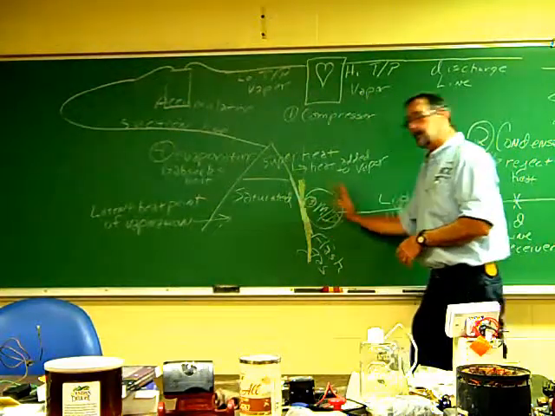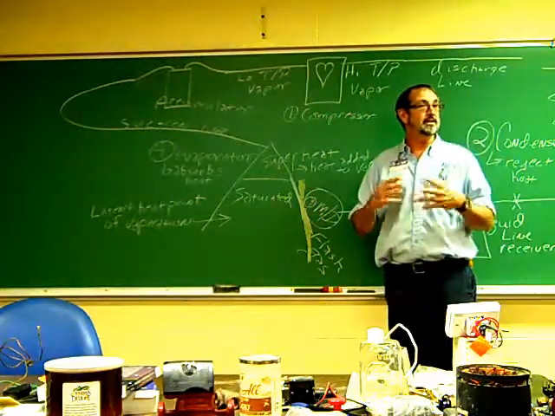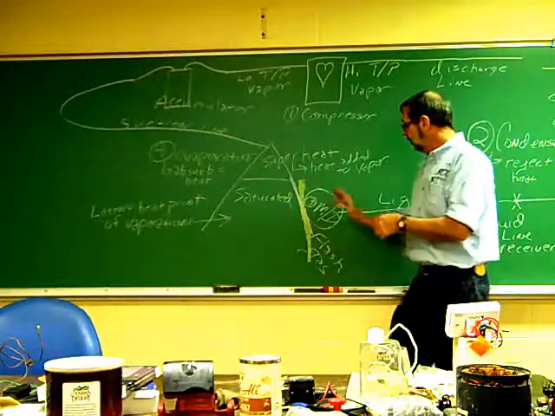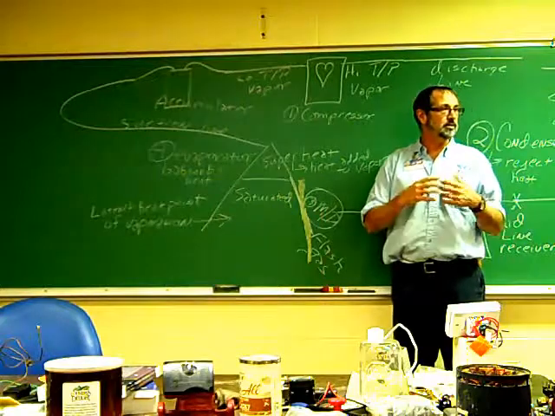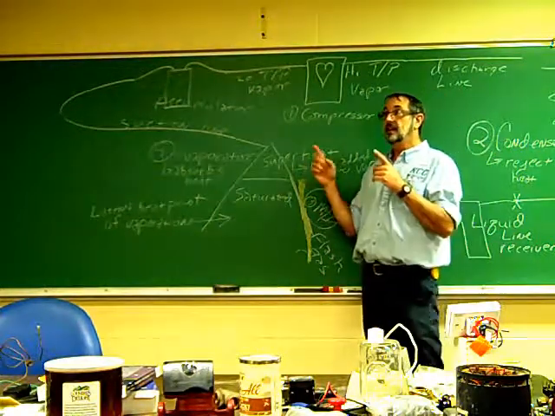Remember, everything going back towards the condenser is a high pressure, high temperature. Once we get to the metering device, it restricts the flow, it pops out into the evaporator, and that's where we get our low temperature, low pressure.